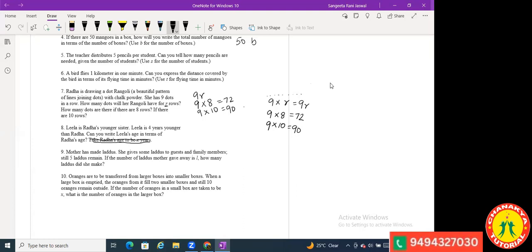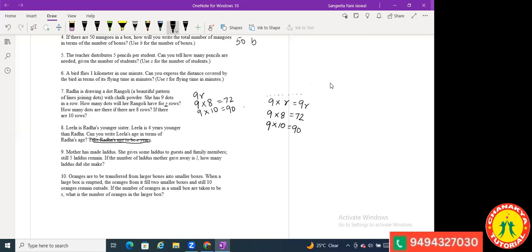Listen first. Everyone please listen. Leela is Radha's younger sister. Leela is 4 years younger than Radha. Now they have told us something about Leela, they have given us some information about Leela, but no information is given about Radha.